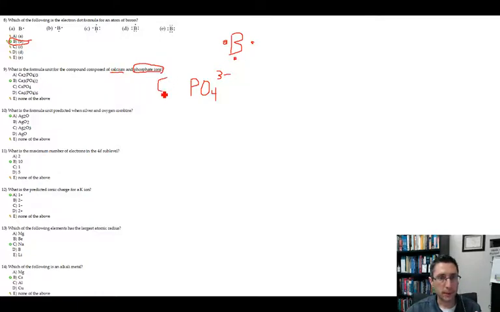Calcium, where does it live in the periodic table? In the second column, right? That second family or group. And those always, as ions, adopt this 2+ charge. Okay, and then we cross these numbers over and they become the subscripts. Okay, which is why we have calcium 3, phosphate 2.